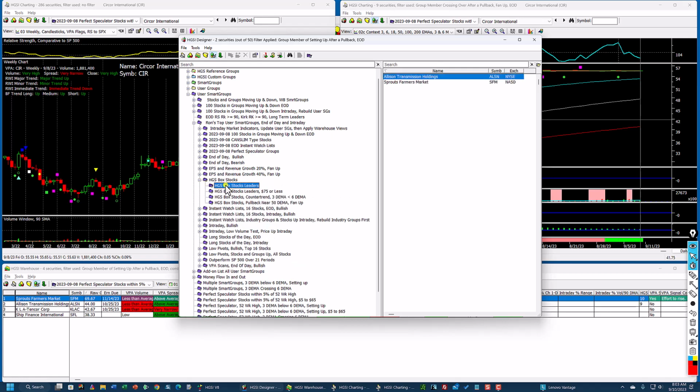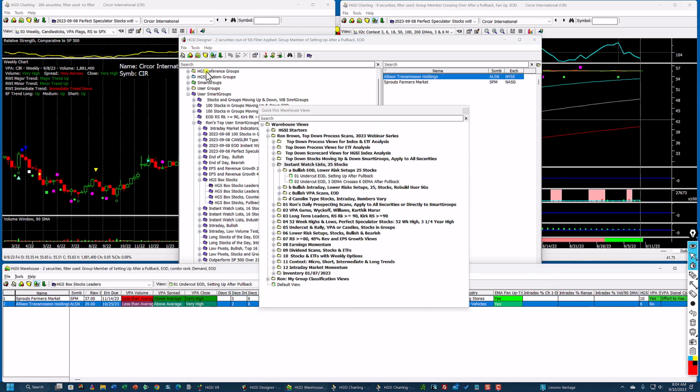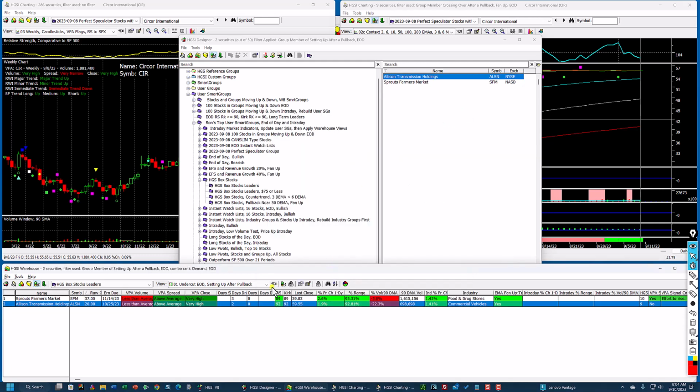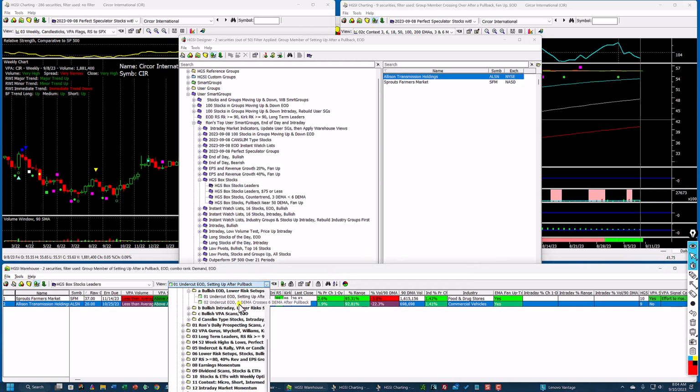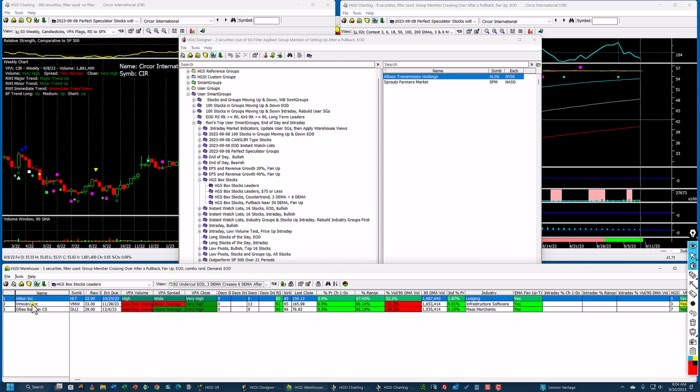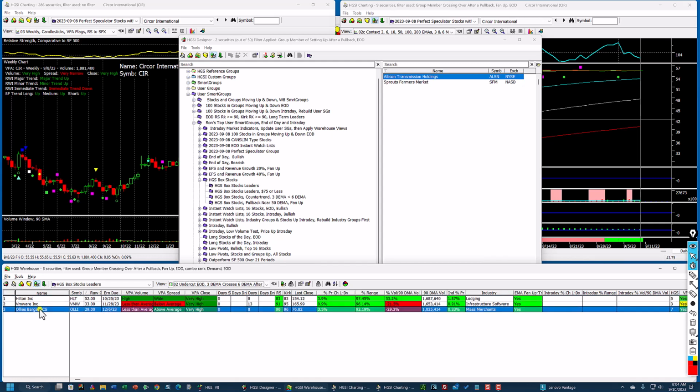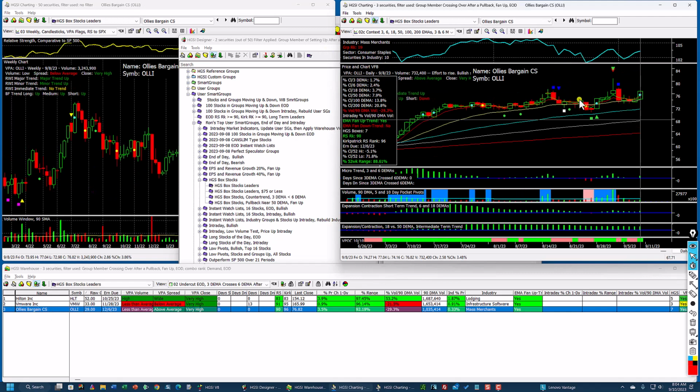Here's the HGS box stocks, leaders. Let's do that quickly, see what shows up. Sprouts, Allison, we looked at both of those. This is undercut. Setting up to pull back, and these are crossing over. Hilton, VMware, and Ollie's Bargain. Yeah, this is not exactly trending up too strongly, is it?